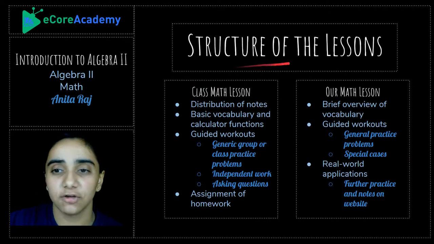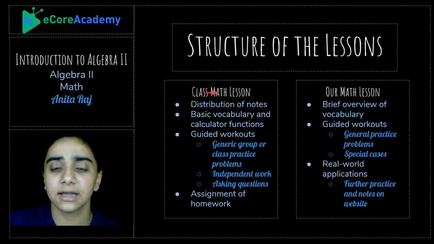Let's go over the structure of the lessons. So I wanted to do a side-by-side comparison of what your basic class math lesson might go, how it might go, and how our math lesson might go. In class, you might get notes distributed to you via skeleton notes, paper, packets, or worksheets. Then you guys go over basic vocabulary with your teacher and calculator functions. Example, if you're learning 3 variable systems, your teacher might teach you how to use matrices. Then you will do guided workouts with your teachers with a whiteboard, or you'll do class practice problems.